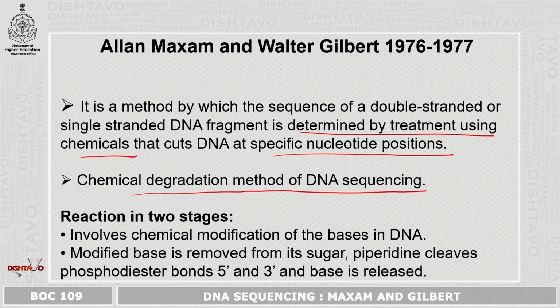It's also called by that name, students, because it involves a reaction in two stages. Number one, the chemical modification of the bases in DNA. Number two, the modified base is removed from its sugar. That means piperidine cleaves the phosphodiester bonds at 5' and 3' and the base is released.